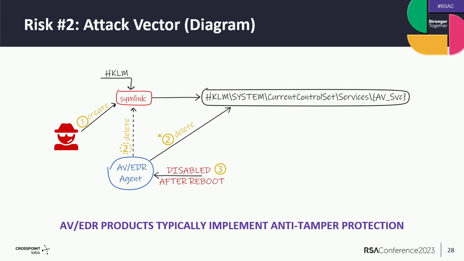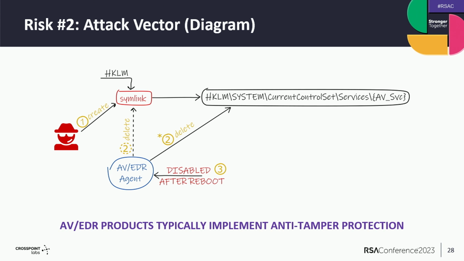So in this attack vector, what the attacker can do is create a symlink, but this time under the local machine registry hive, and then make that symlink point to the AV system service key, which is the key that describes to Windows how to run the AV service during boot time. And then in the second step, they will trigger the AV or the EDR.